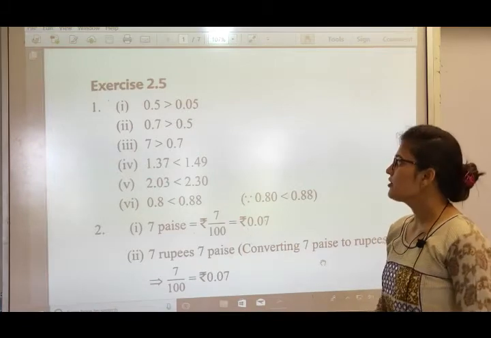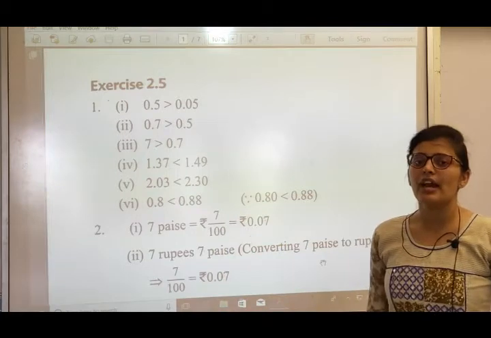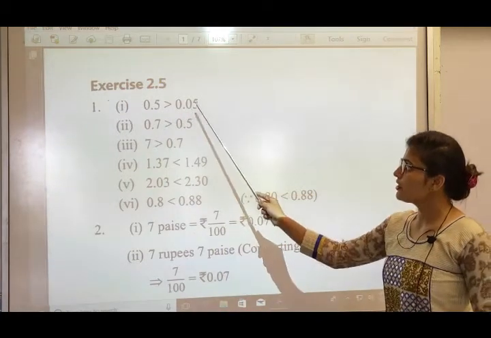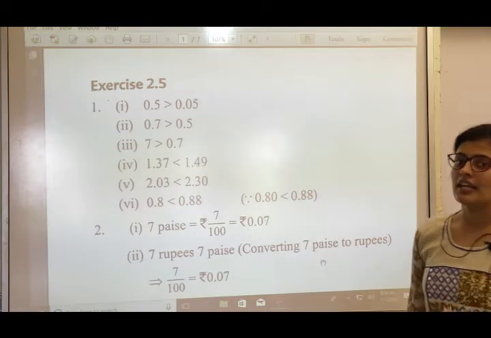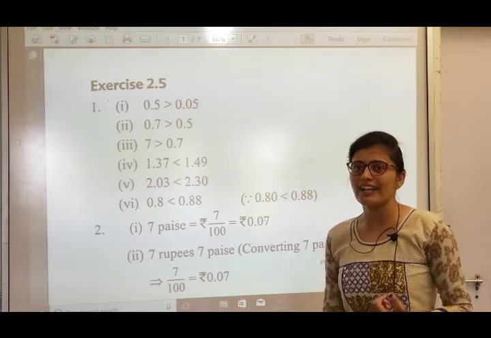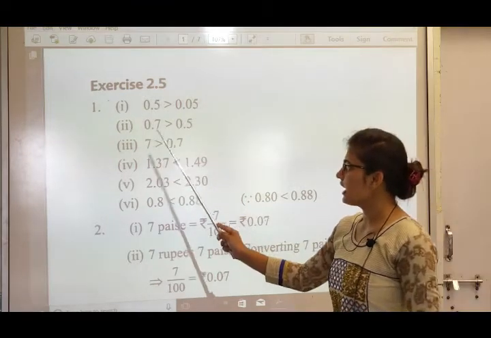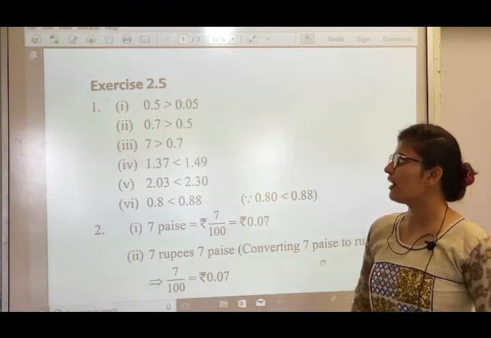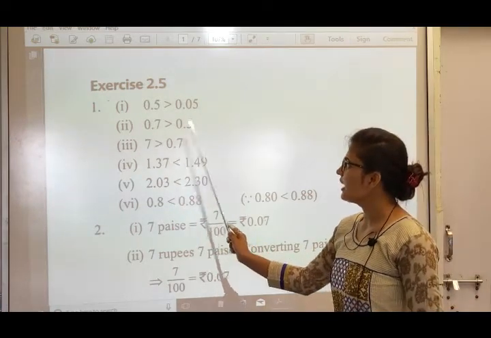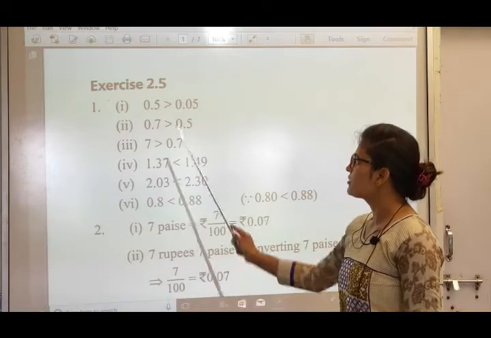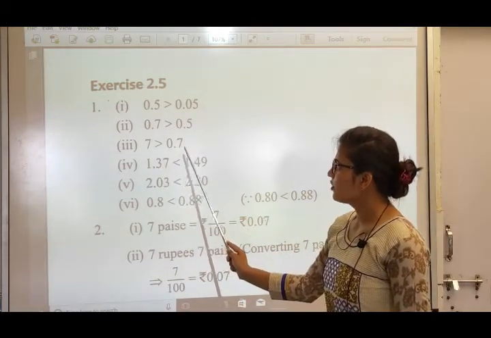Why? Because here you can see, if we convert it into a fraction, then it will be 5 by 10, and for 0.05 it will be 5 divided by 100. Now which will be greater, 5 by 10 or 5 by 100? 5 by 10 will be greater. Now second is 0.7 or 0.5. Here you can see 7 is greater, and both after the point are having one digit only. So 0.7 is greater.